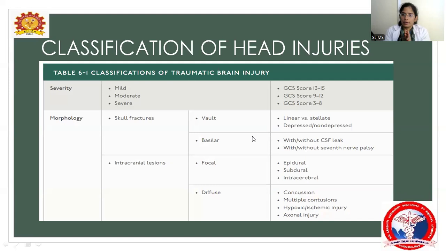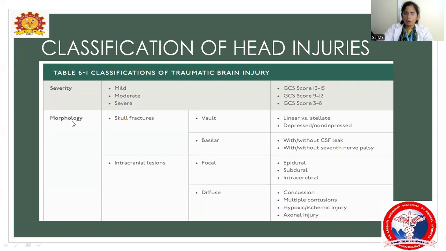So how do we classify head injuries? We classify head injuries based on the severity or based on morphology. Based on the severity, we classify injuries as mild, moderate, or severe. All this classification is based on GCS. In mild, the GCS will be 13 to 15. In the case of moderate, the GCS score will be 9 to 12. In the case of severe, the GCS score will be between 3 to 8. So what is GCS? We'll see it in the next slide.